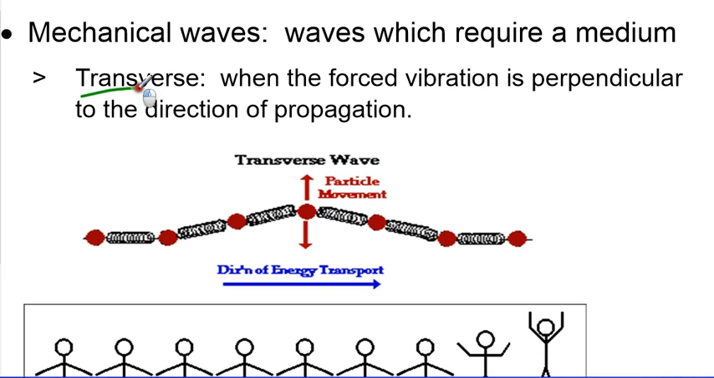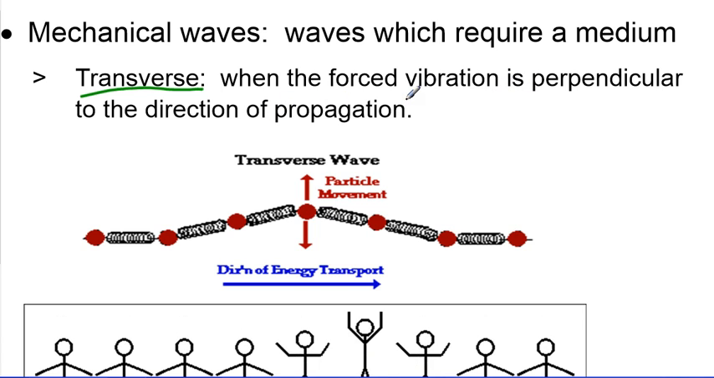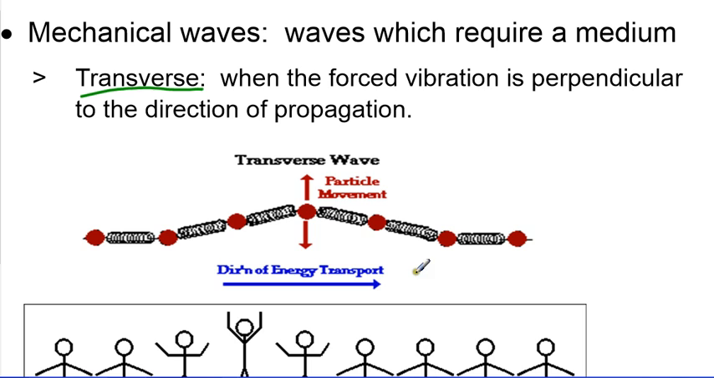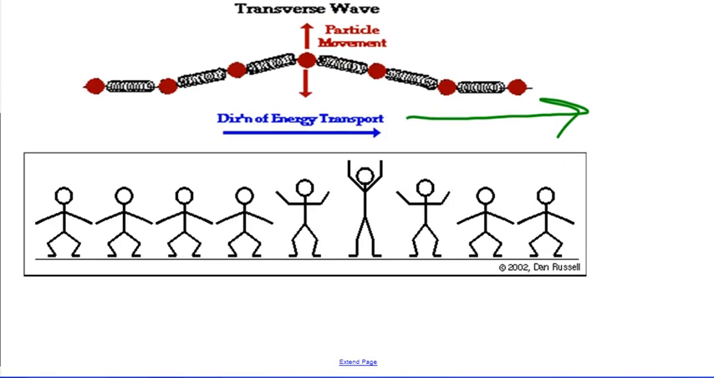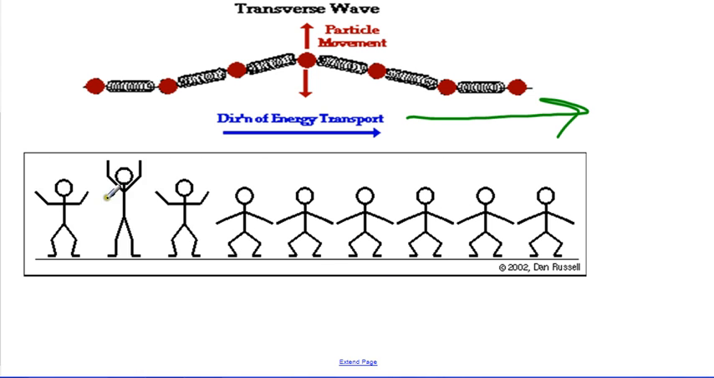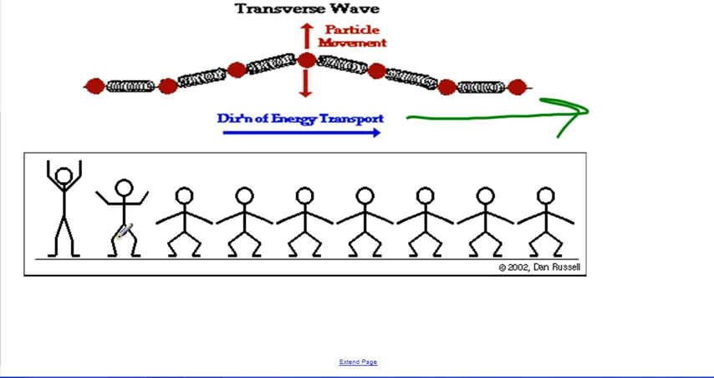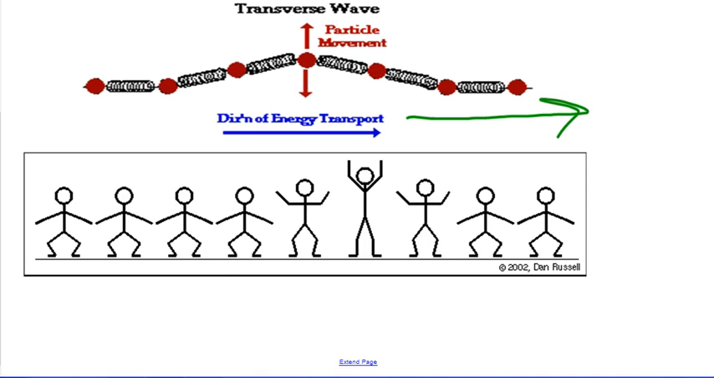So when we talk about transverse in particular, this is when the force vibration is perpendicular to the direction of propagation. That sounds really complicated, but if you look at this, if our wave is propagating or moving to the right, a transverse wave will have the particles moving up and down. The easiest analogy is the wave, literally the wave at a sports arena. When you do the wave in the audience, you'll have people standing up, and the wave is moving across the stadium, but you as a particle of that wave are moving up and down. So that is a transverse wave.